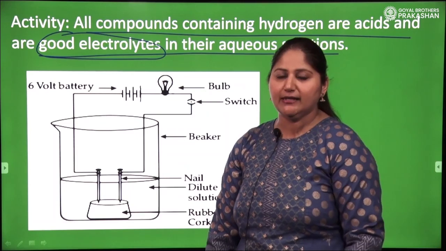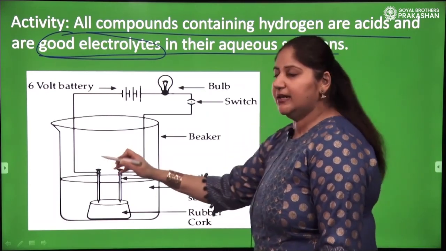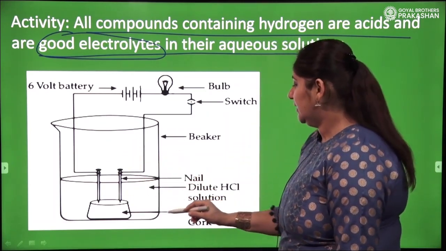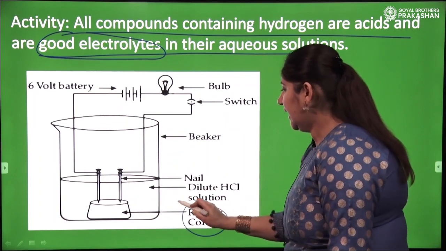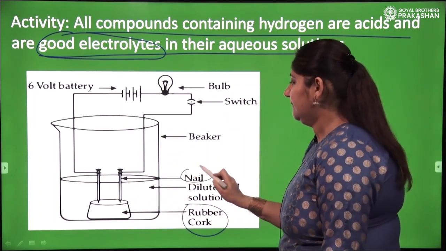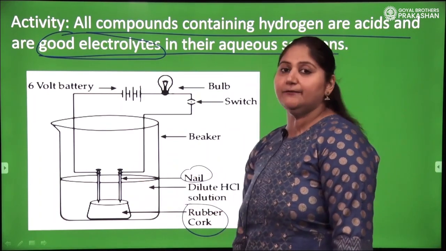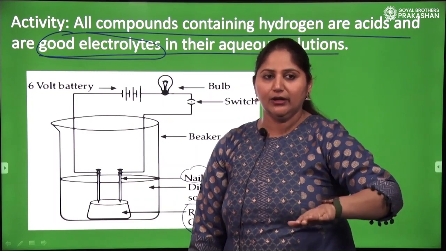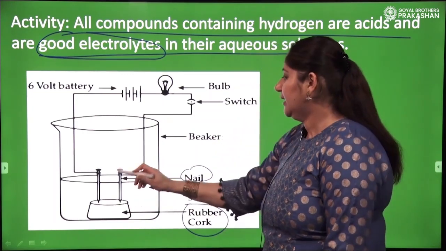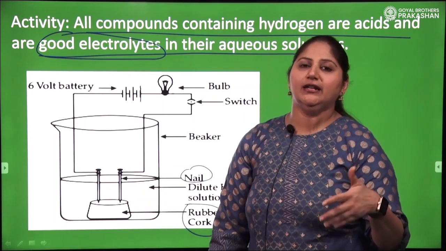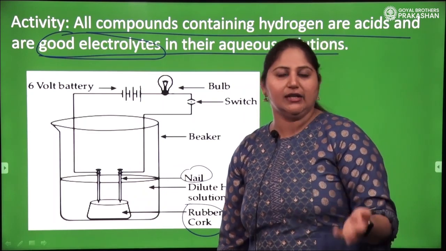So this picture explains that we have a beaker where we have kept a rubber cork in which iron nails are fitted. See, two iron nails are fitted. Instead of anode and cathode strips we have put iron nails. But yes, you can take anode and cathode. There is no need to take nails.